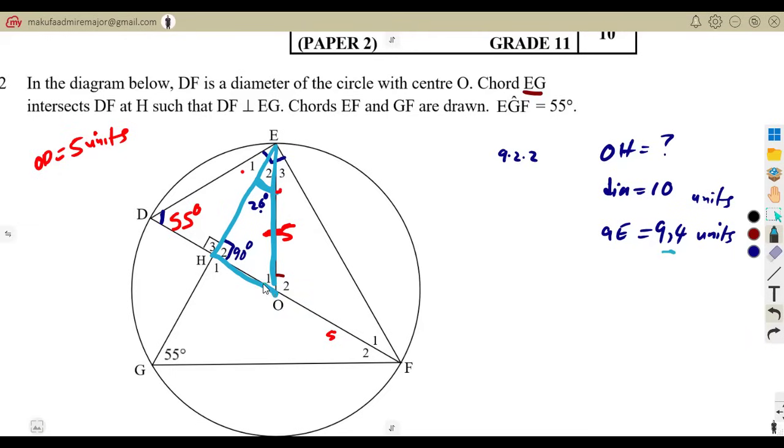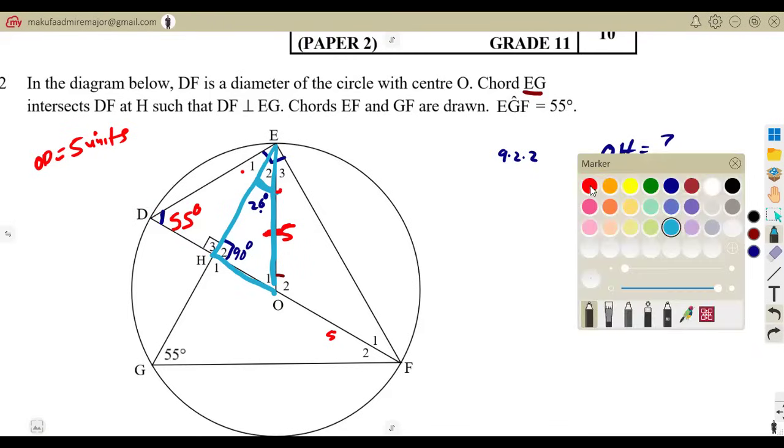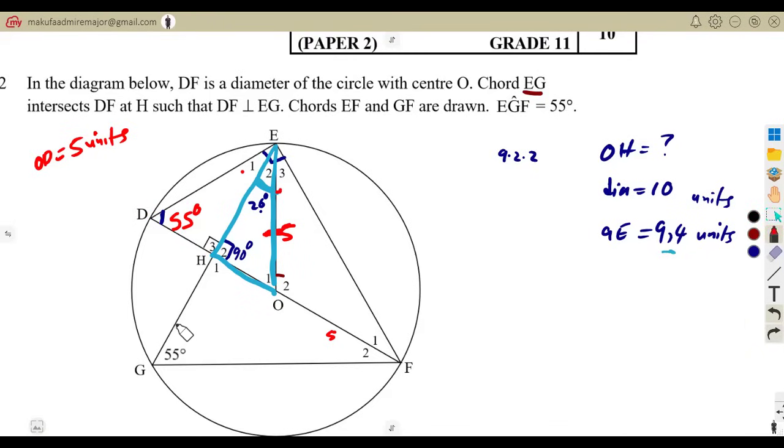This line is from the center and it's at 90 degrees to the chord. So it means it bisects this line into 2 equal parts. From G to H, it will be equal from H to E. So meaning to say that was going to give us the length of HE or the length of G to H. From this GE, we're going to have GH is equal to HE, which is equal to 9,4 divided by 2, which is 4,7.